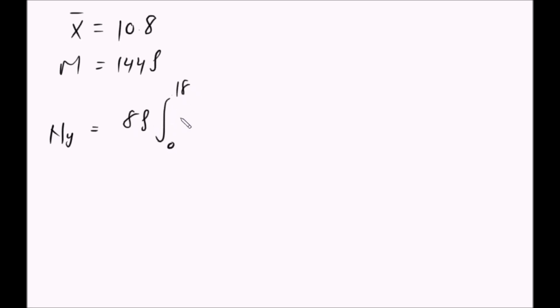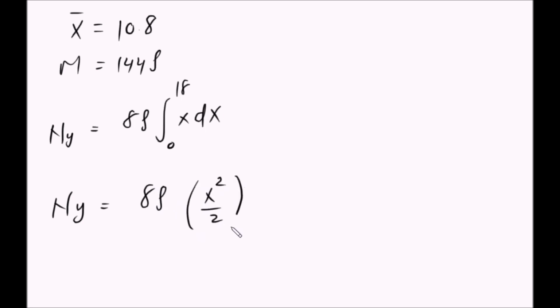So remember the center of mass, x coordinate of the center of mass ni 10.8. Mass yenyewe ni 144 times density. So we are looking for the y moment. Tumeona sasa na nichukue 8 times density from 0 to 18 integrate x dx. So you integrate x dx there, you get x squared over 2. So from 0 to 18. So if you use your calculator, the y moment is just going to be 648 times the density.